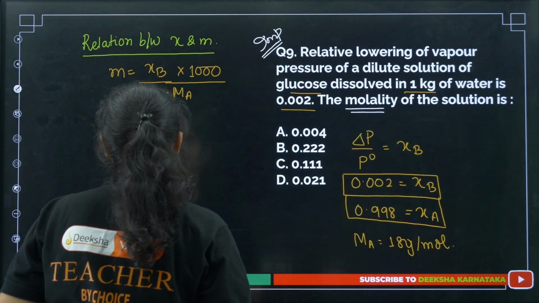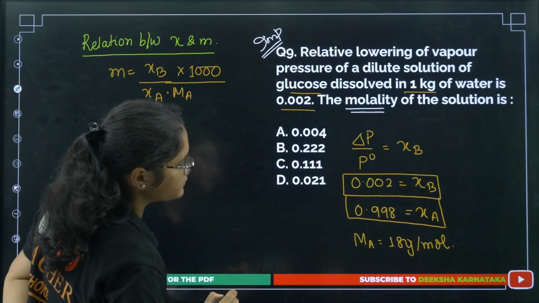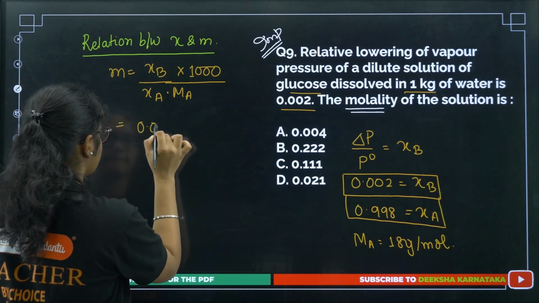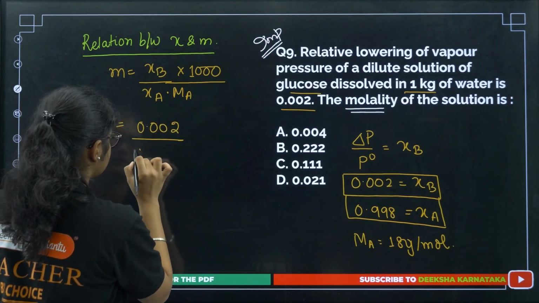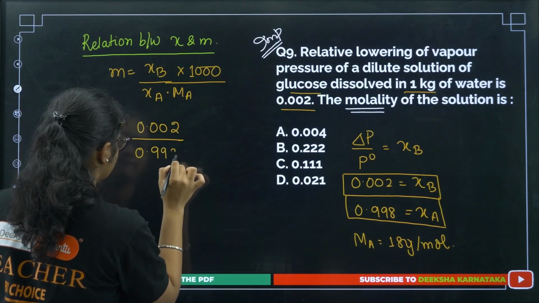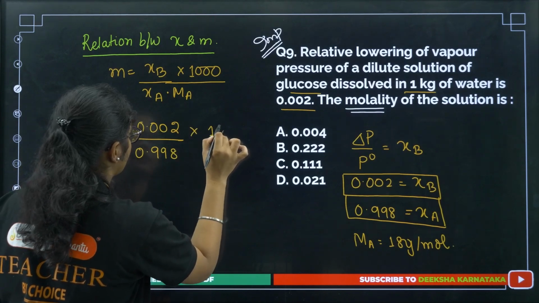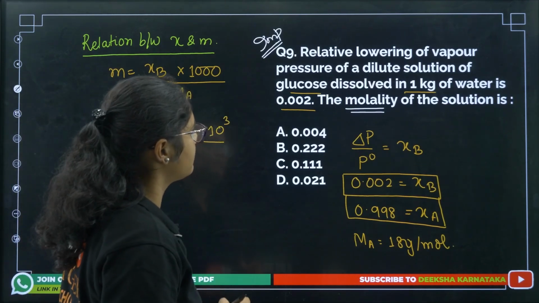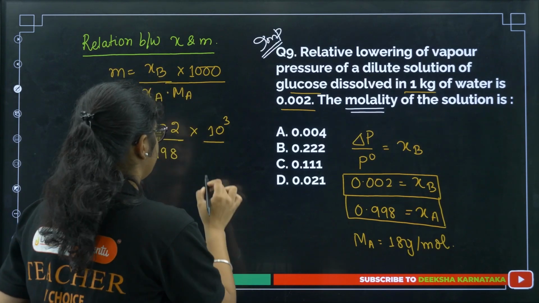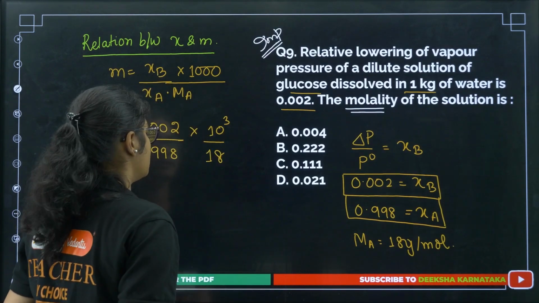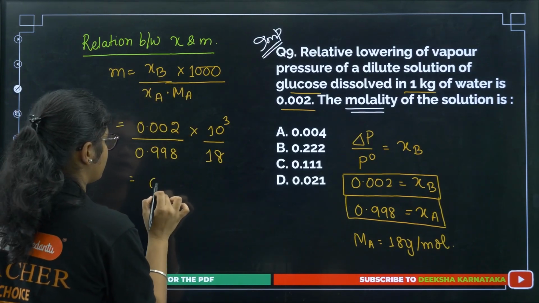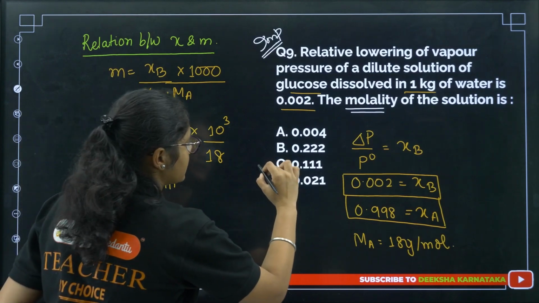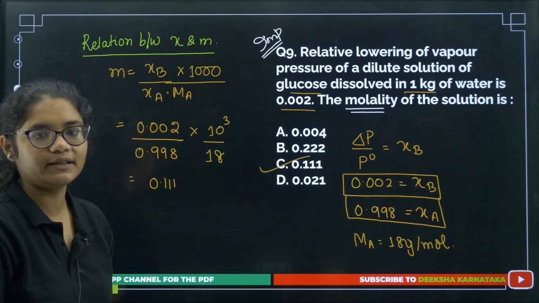Now let us substitute quickly. What is XB? XB is 0.002, XA is 0.998, into 10 to the power of 3, that is 1000. What is the MA value? That is the molar mass. Molar mass value is 18. Now if you solve this, we'll be getting around 0.111. So correct answer here will be option number C.